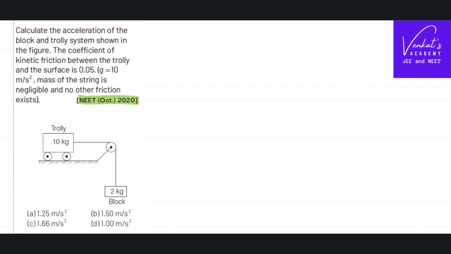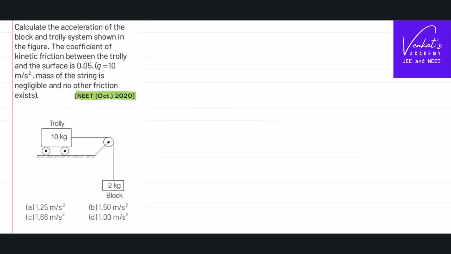The NEET 2020 question based on a concept of friction. Let's have a look at the problem, what it's saying. Calculate the acceleration of the block and trolley system shown in the diagram. You can see the diagram.